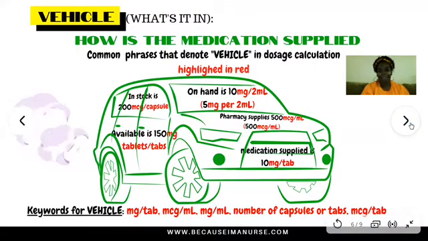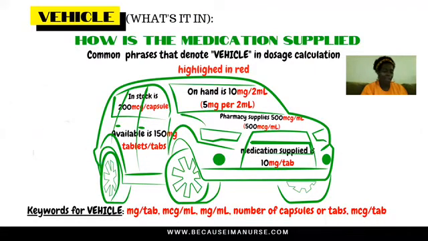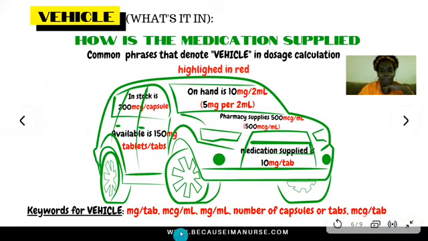Okay, and then next is the vehicle. What's it in? How is the medication supplied, right? That's the quantity or unit of measure that contains the dose available, or the number of capsules, tabs, milliliters, etc., that contains the available dosage. Some of the common phrases used with the vehicle portion of the need have formula are micrograms per capsule, milligrams per milliliter, the number of tablets, tabs, all that kind of stuff, right? So pretty easy, not hard.